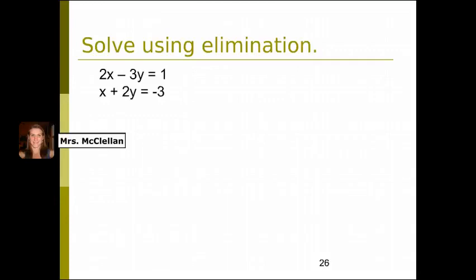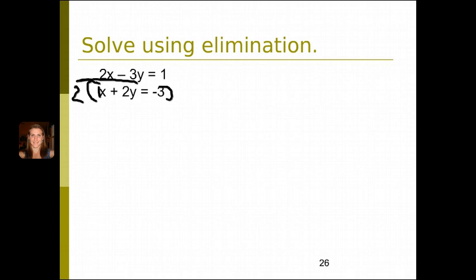Here is the last system of equations we will solve by elimination. We have 2x minus 3y equals 1 and x plus 2y equals 3. If we look, we have a 1 in front of the x. We could multiply this second equation by 2, and that would allow us to eliminate the x's. So I'm going to multiply this whole equation by 2. And when you multiply the whole equation, you need to distribute the 2.